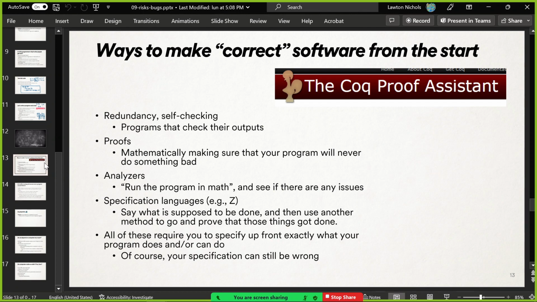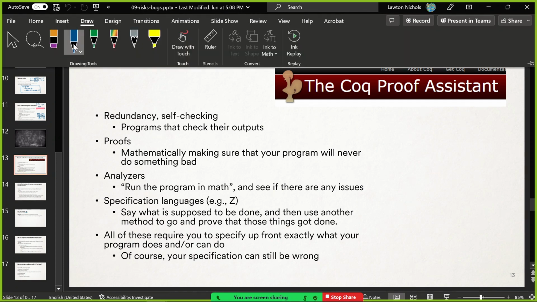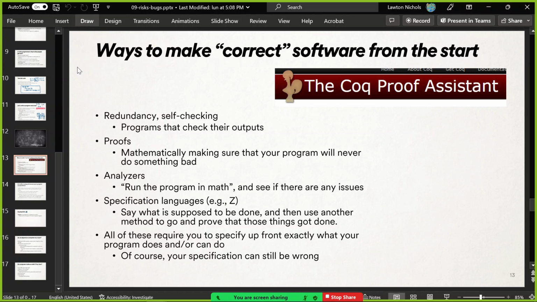your programs. There are, though, some cool things that I want to at least tell you about. There are ways to make software that is just correct from the beginning. You don't even need any tests. It's defined to be correct. So let me show you those.